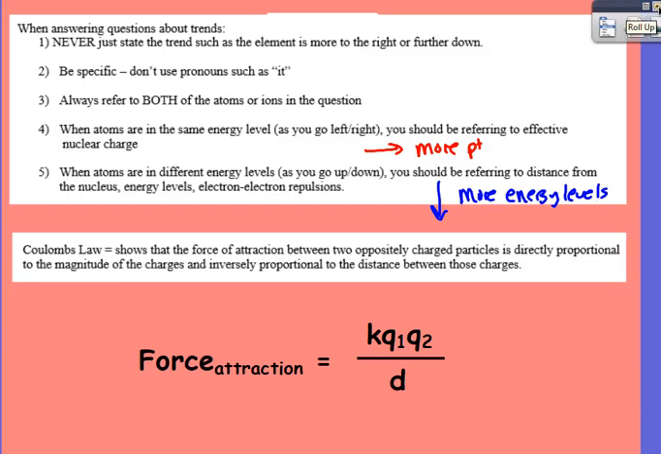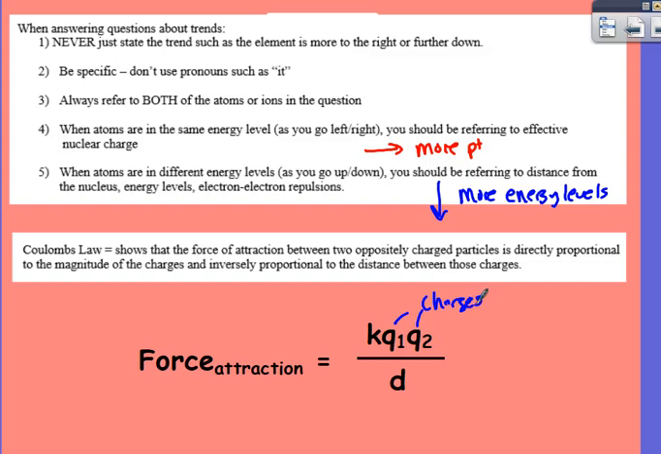Coulomb's law shows that the force of attraction between two oppositely charged particles is directly proportional to the magnitude of the charges and inversely proportional to the distance between those charges. You don't have to plug anything into this equation, but Q1 and Q2 refer to the charges.